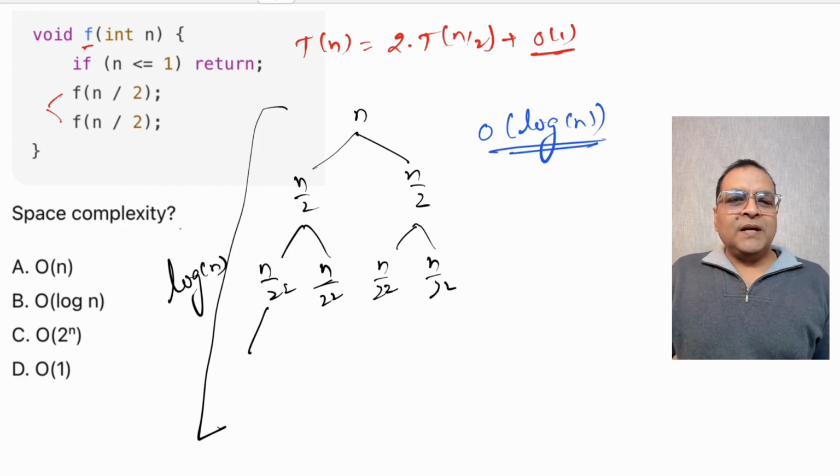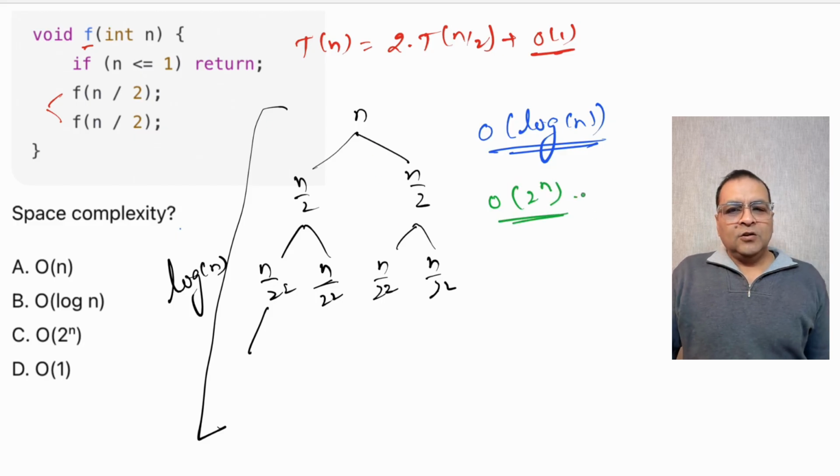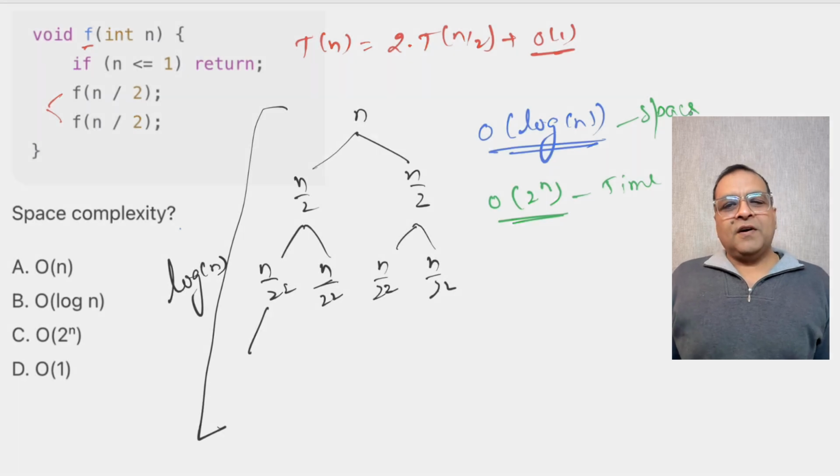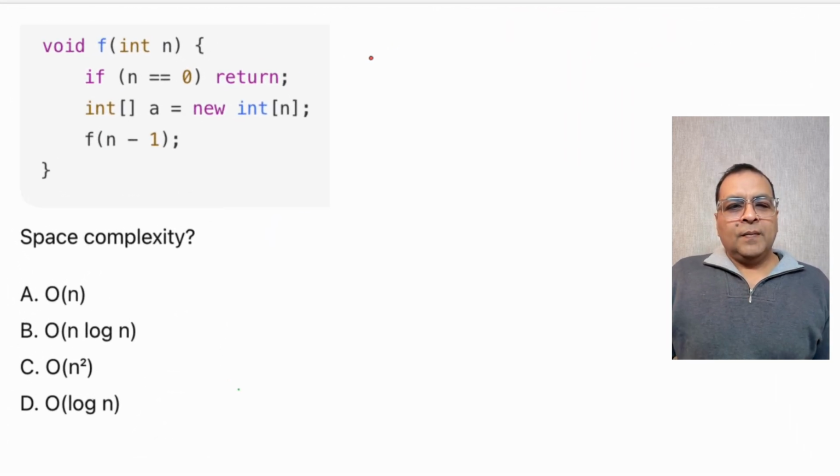Obviously, the time complexity in this case is O(2^n). So this is the time complexity and this is the space complexity. And that is why I say that to find the space complexity of the function, you should either use the memory model or the function call tree. Next question. What is the space complexity of this function?